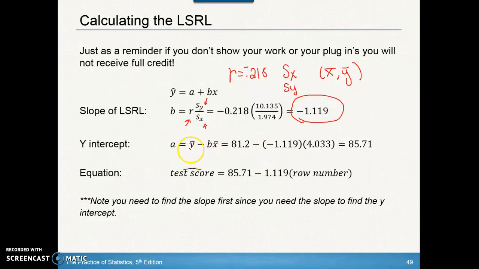Now, how can we find that y-intercept? We know the points x bar and y bar are on the line. So to find the y-intercept, I just filled in what is my y bar, 81.2, minus the slope that I calculated above, times my x bar, which is 4.033, which gives me my y-intercept of 85.71. So notice, you have to find your slope first because we need the slope to find the y-intercept. So you're always going to want to do that first and then fill in your slope and your x bar and y bar into your equation to find the equation. So the predicted test score, make sure you have your hat there, is 85.71 minus 1.119 times the row number.